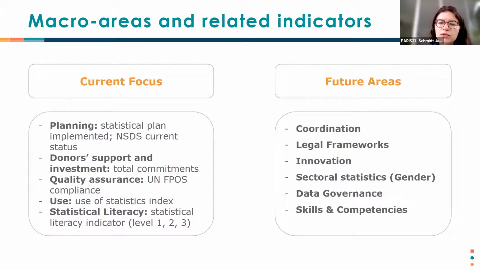And then we further want to focus on innovation, on sectoral statistics related to gender, on data governance, and on skills and competencies. And we do this not only with a large variety of partners in the measurement space, such as the World Bank, FAO, the UN, UNDP, but we also do this with countries specifically. So we're really trying to have a participatory approach to go about these new measurements.